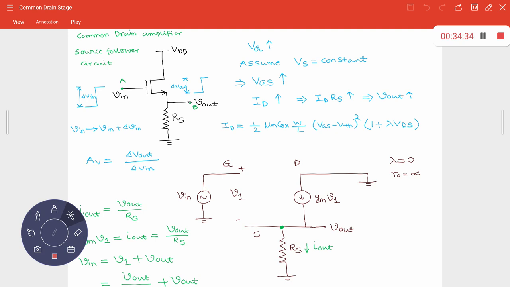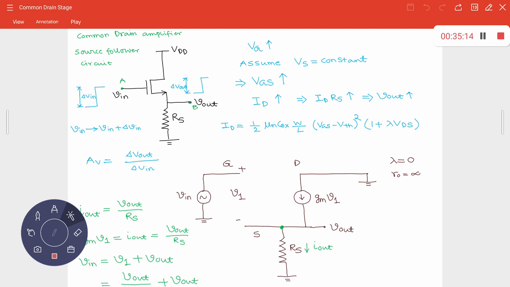Now suppose at point A you have applied some input Vin, and this Vin is increased by some amount, say delta Vin. So the gate voltage is increased. I don't know what happens to the source voltage, so let's assume it is fixed. Then the gate-source difference increases, because the gate is increased and the source is fixed. I am assuming that the device is on, and this gate-source difference is greater than the threshold voltage.